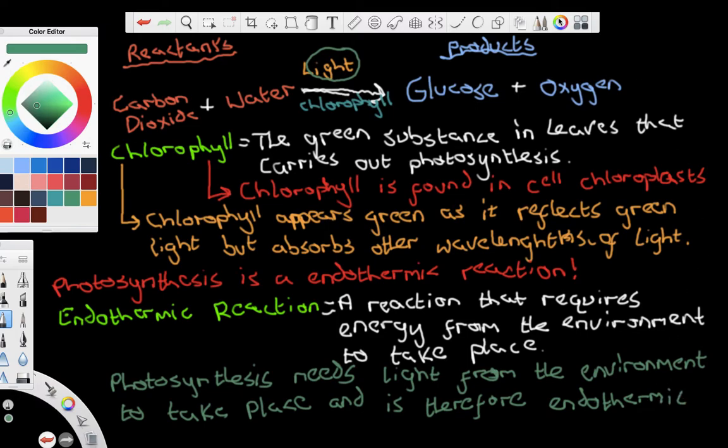So if we have a look at what we've said so far, we've said that the reaction for photosynthesis is carbon dioxide plus water in the presence of light will allow chlorophyll to make glucose and oxygen, which are our products. Chlorophyll is the green substance in leaves that carries out photosynthesis, and chlorophyll is found in the cells in the chloroplasts. Chlorophyll appears green because it reflects green light but absorbs other wavelengths of light. Photosynthesis is an endothermic reaction. It's endothermic because it requires energy from the environment, and in the case of photosynthesis, that is light. Light is required from the environment for this to happen, therefore it is endothermic.